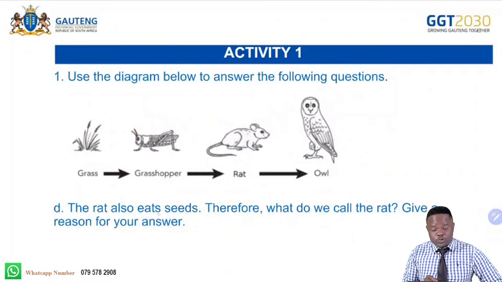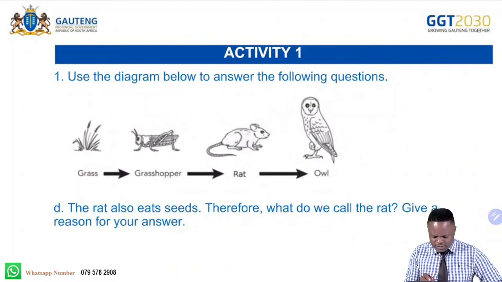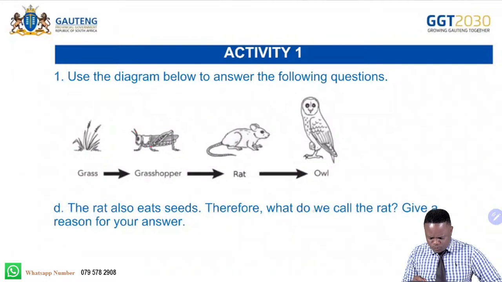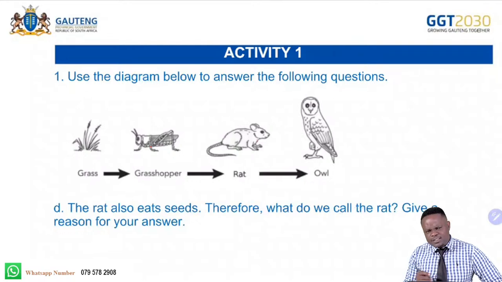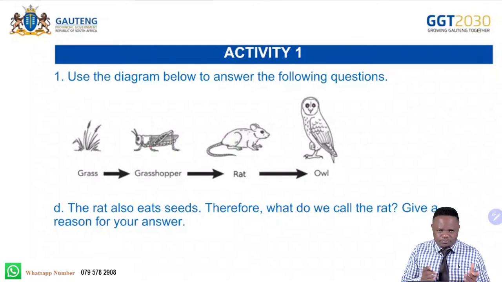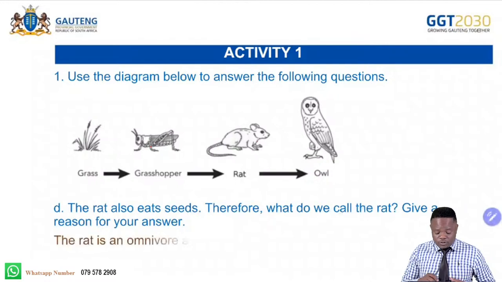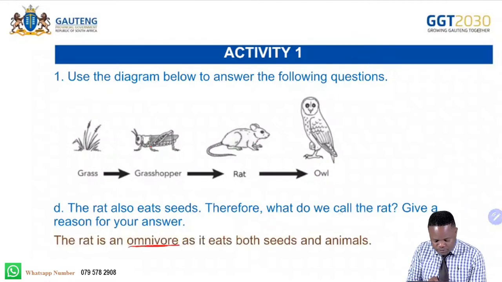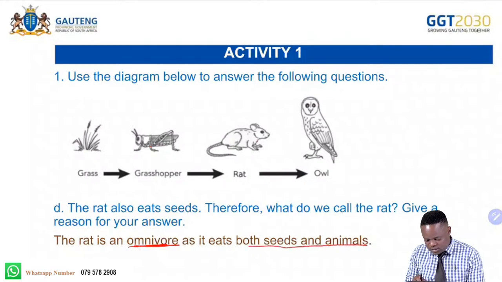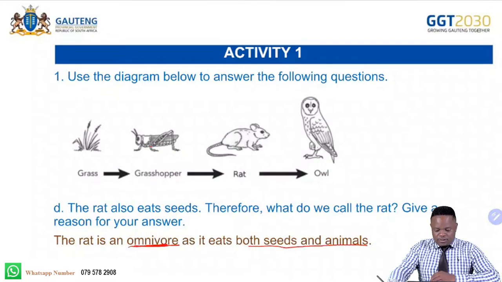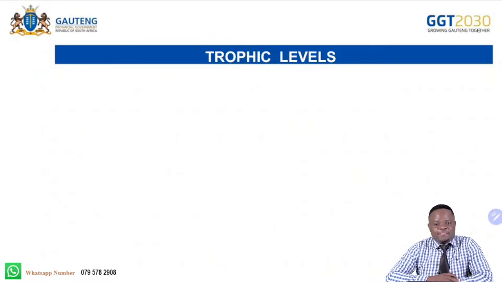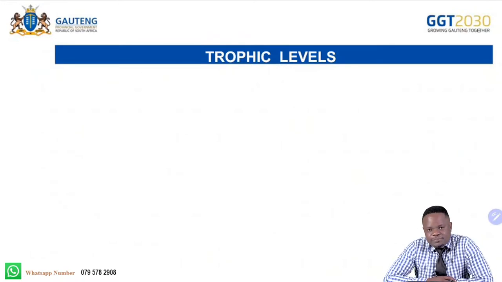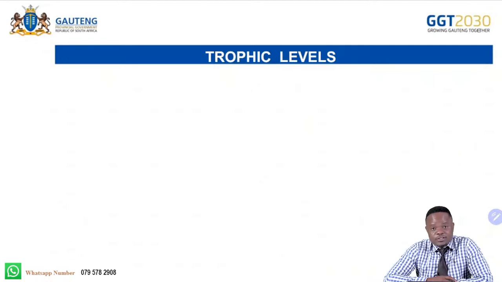Now we're saying the rat also eats seeds. Okay, we can see the rat here eats a grasshopper, that is flesh, isn't it? That is meat. Therefore, what do we call the rat? Something that eats plants and flesh. Plants and flesh. Remember, we call those omnivores. Okay, so we're saying this is an omnivore, and our reason is because it eats both seeds and animals, or plants and animals. Right, I believe that was fairly done. You can clap hands for yourself. I know you got everything correct.